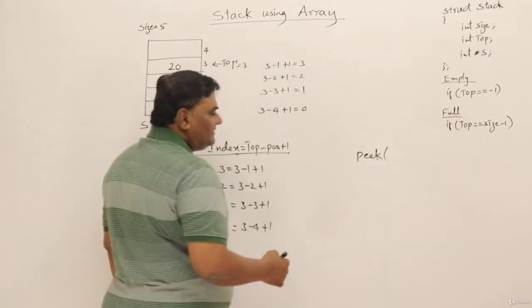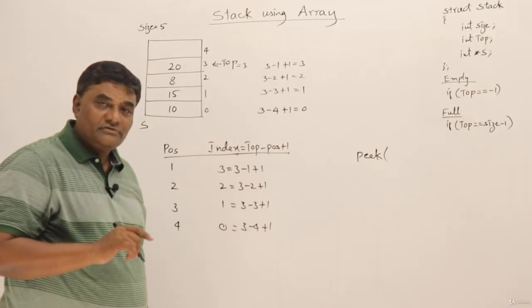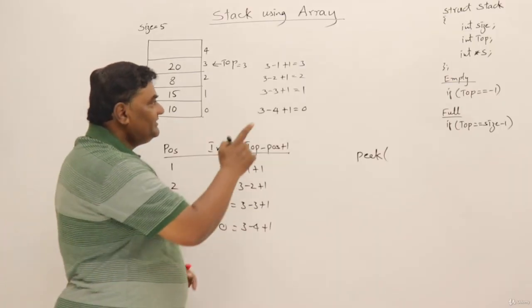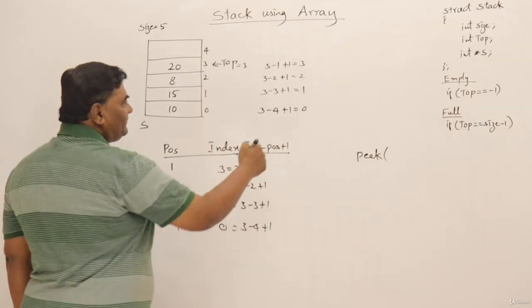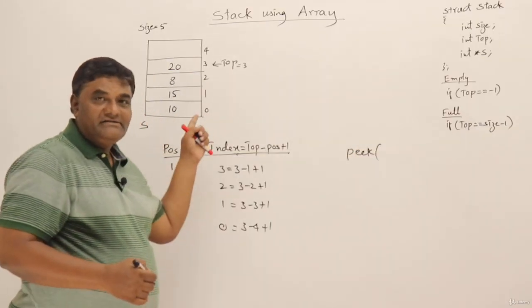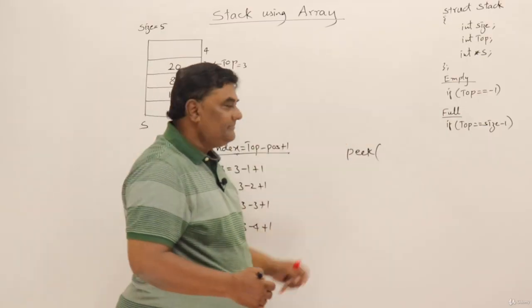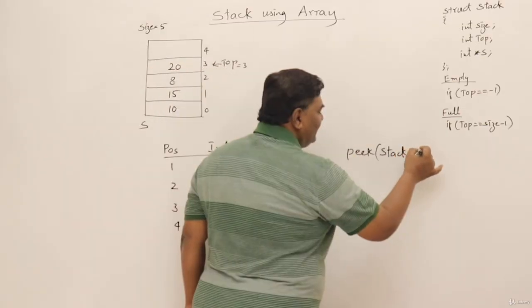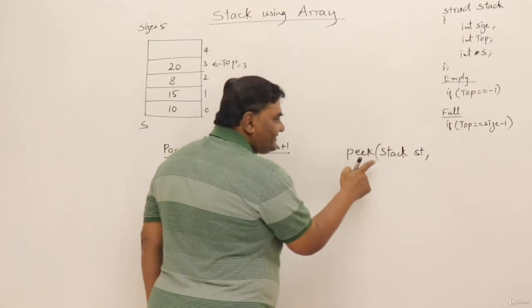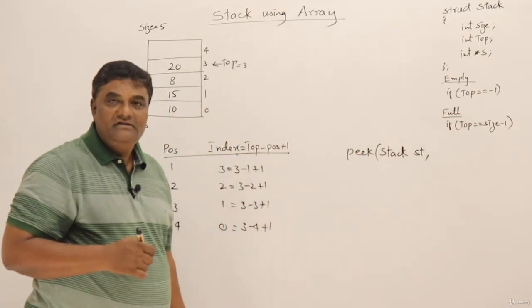The function is peek. Then it needs a position. Which position element? And also it needs a stack. So I will send this stack as a parameter to this one. The function is peek. It needs a parameter as a stack. So I'll pass a parameter as a stack of this type. So stack st. See, I should write struct stack st, but in short I am writing just stack st.